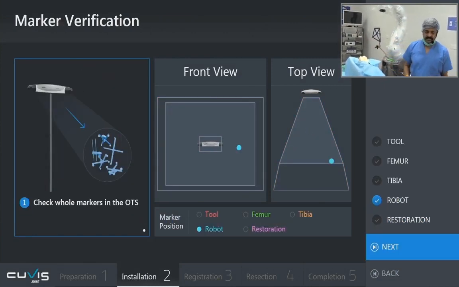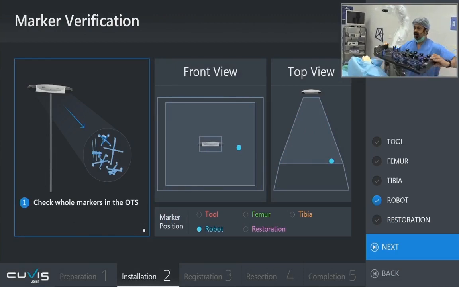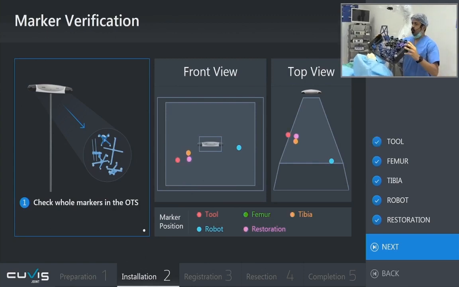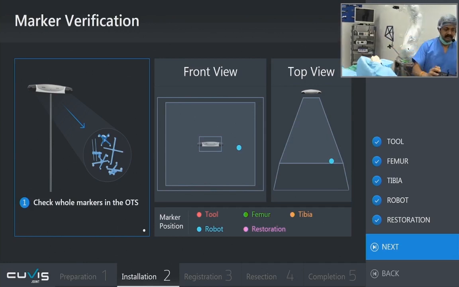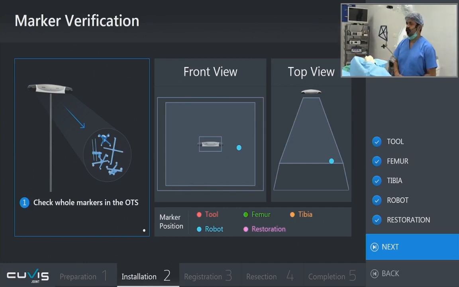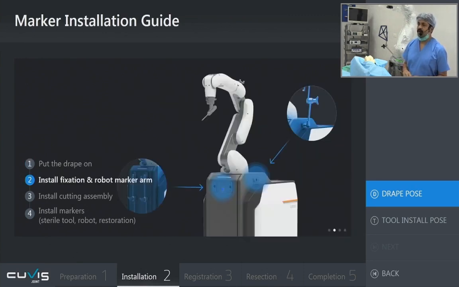The advantage of this system is that I can hold the entire tray in front of the robotic sensing, or I would say the infrared sensing camera, and you can see quickly the ticks have come on all the tools, the femur, the tibia, the robot, the restoration marker, everything. So in one go, this is done. Generally, there are other systems where each and everything has to be verified one after the other and takes longer. But as I said, this is a smart chap in your theater, and a smart robot does a smarter job.